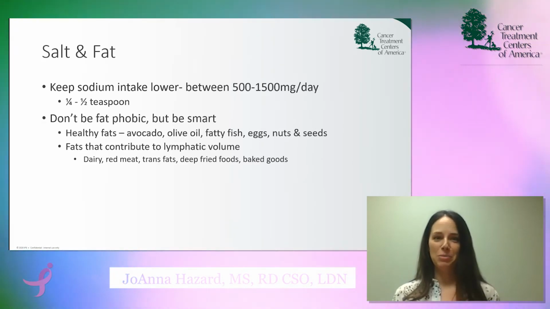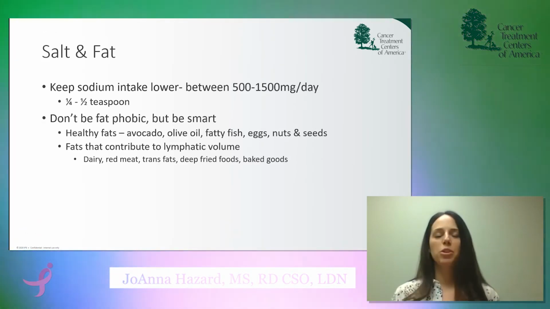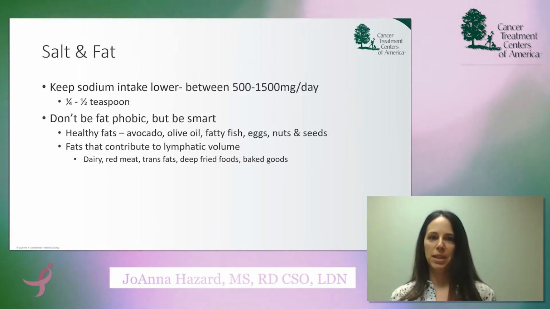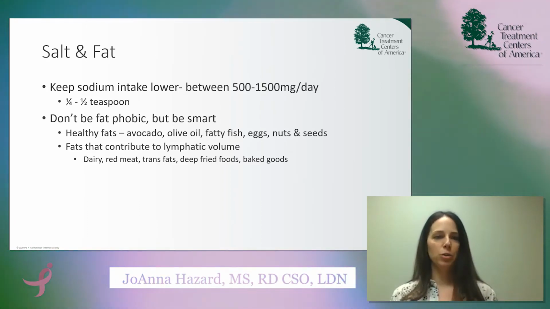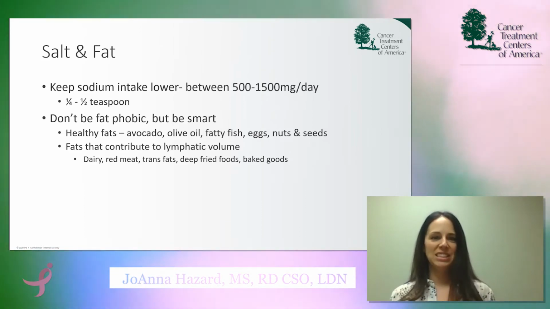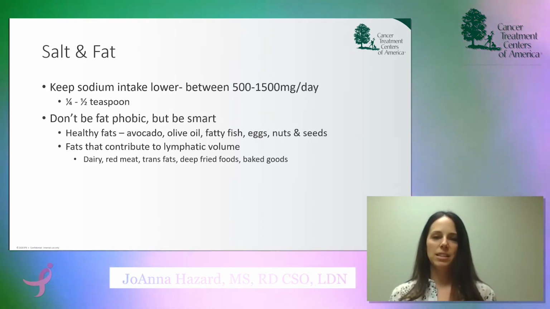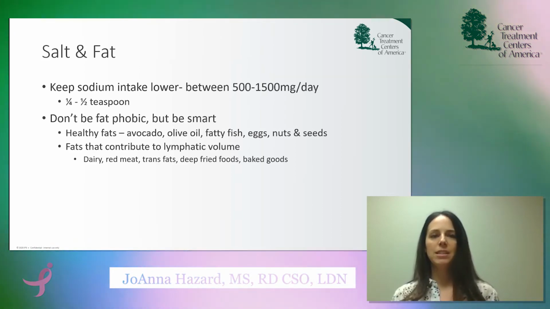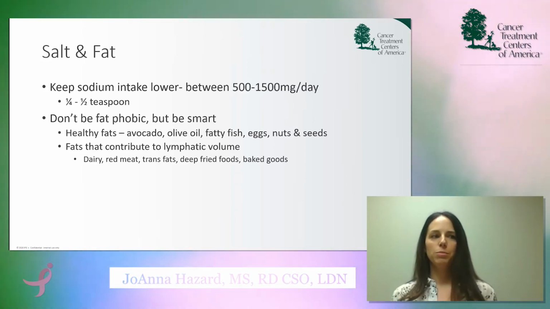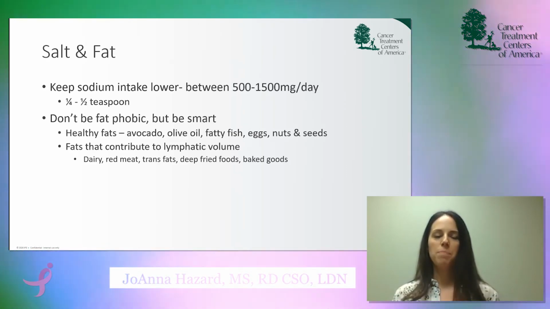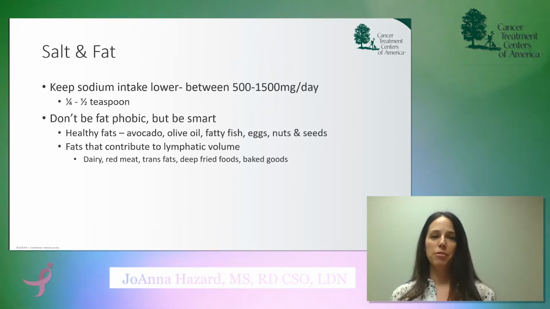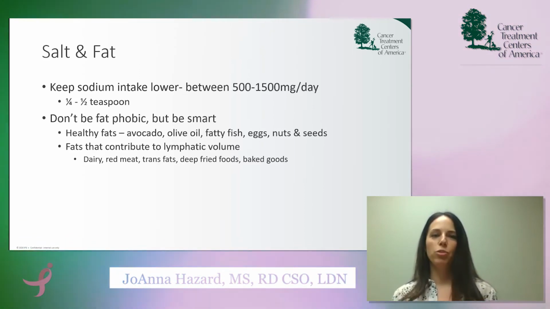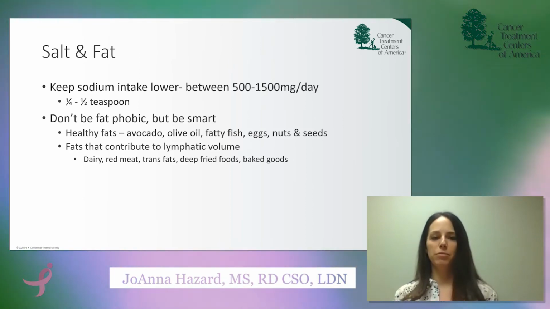Additionally, I want to talk about fat a little bit. I don't want you to be fat phobic, but be smart. Healthy fats, as I mentioned a little bit before, things like avocados, olive oil, fatty fish like salmon or mackerel, eggs, nuts, and seeds contain wonderful anti-inflammatory nutrients. They're very protective of the heart, and they help to create a more calm environment in your body overall. Most people are afraid of fat, especially if you're getting fat deposition in that limb. Why would I want to eat more fat? So it's about having the right types of fat to balance that inflammation.